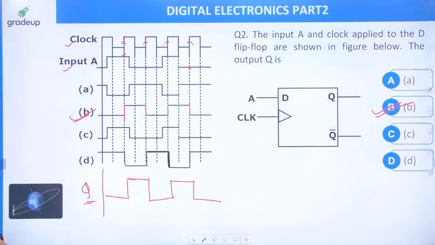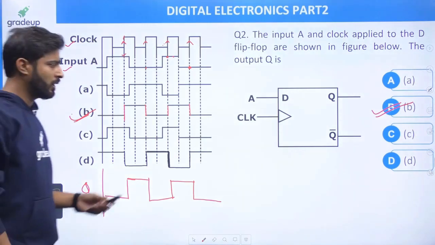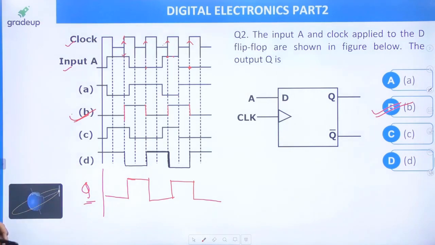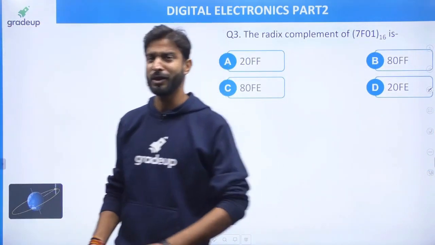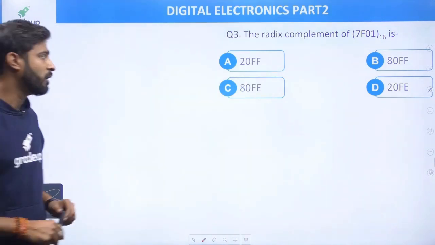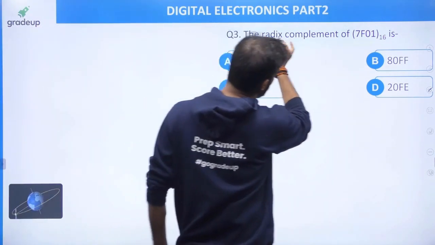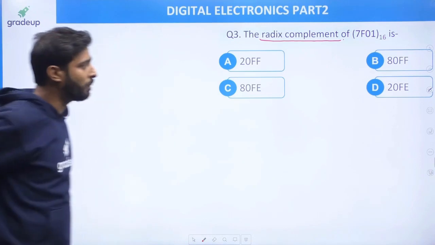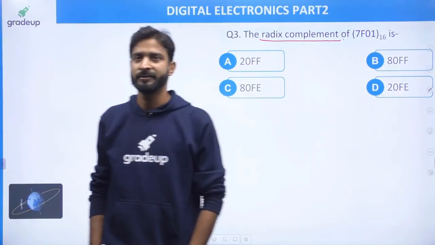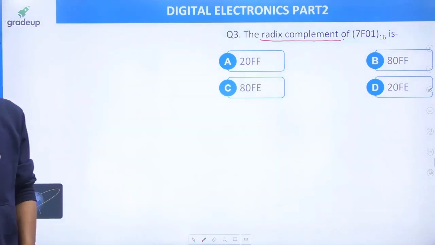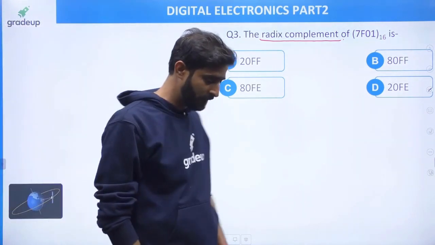Excellent. Now, my dear friend, the next question is in front of you. Everybody just give me the answer of this question. It is again related to the number system, and what they are asking is the radix complement we have to find out for this particular question. Just give me the answer, everybody.